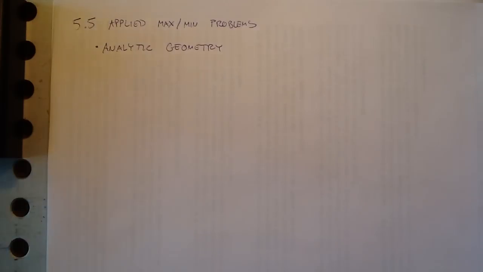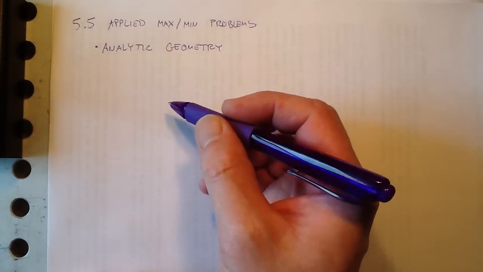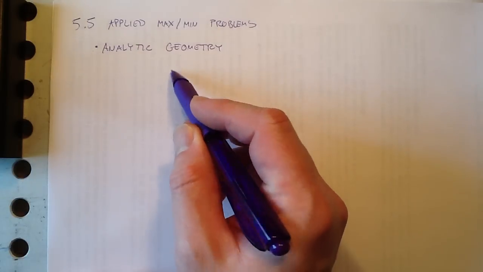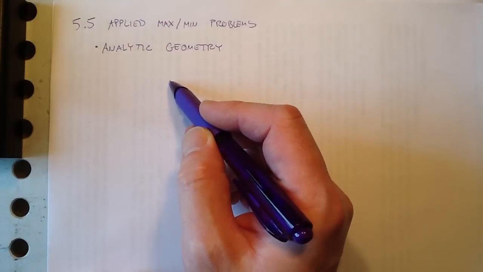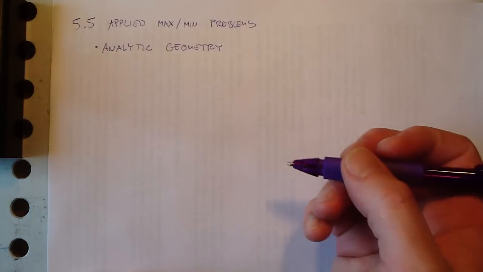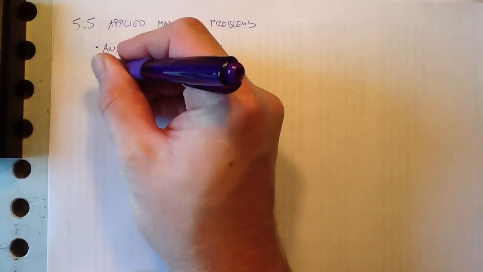Analytic geometry problems always have some element of taking a function, setting some arbitrary point on it, and trying to find that arbitrary point that satisfies some condition. So I'm going to give you two examples to illustrate what that looks like.